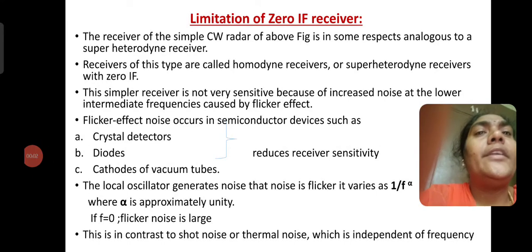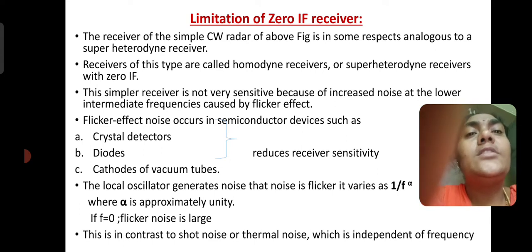Limitation of zero IF receiver. The receiver of simple CW radar from the above figure is in some respects analogous to a superheterodyne receiver. Receivers of this type are called homodyne receivers, or superheterodyne receivers with zero IF.